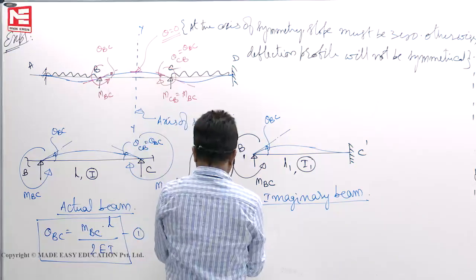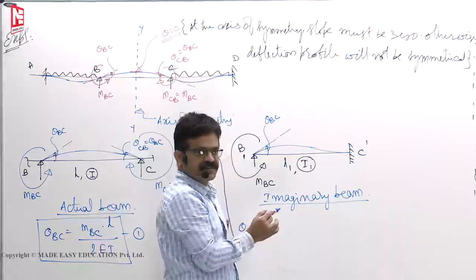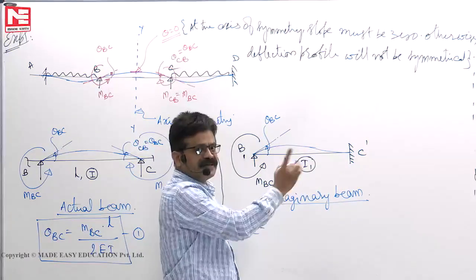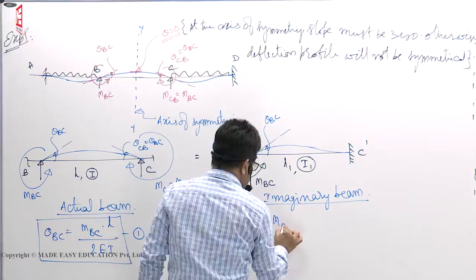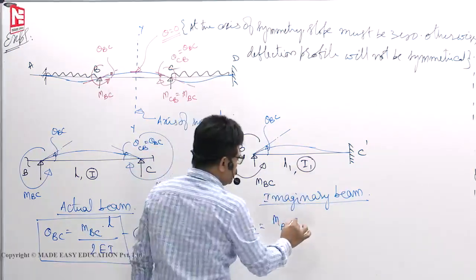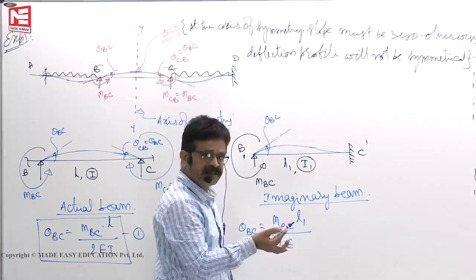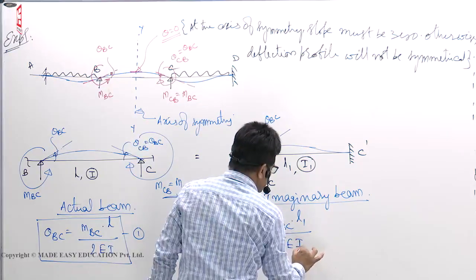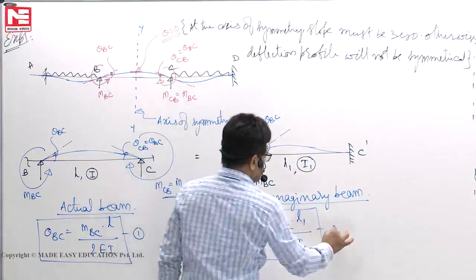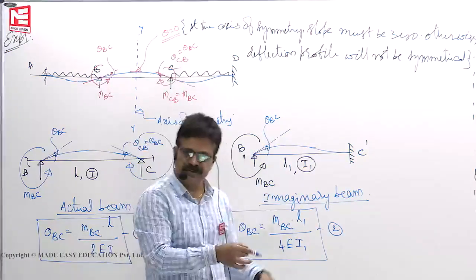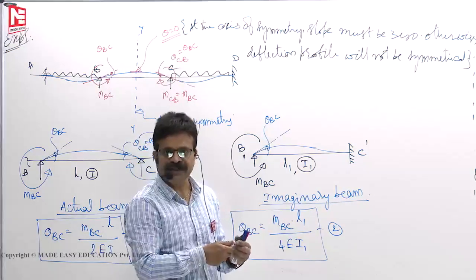Now for this imaginary beam, we know what theta BC is. When the far end is fixed, for this profile I told you ML by 4EI. So M is MBC. Length is not L by 2, it is L1 by 4E. I value is not the same, it can be a different I value, so 4E I1. Okay. Now if the slopes are equal, I can replace the beams also, because for a given moment you get the same slope.